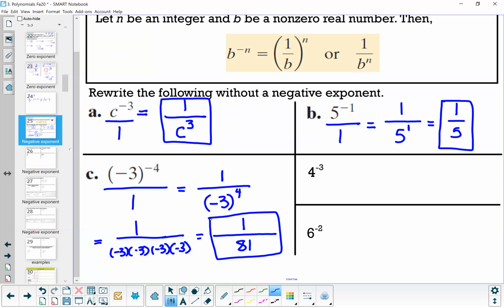All right, let's try 4 to the -3rd. Remember, that means 4 to the -3rd over 1 in fraction form. We want to take it across the fraction bar. So 4 to the -3rd goes into the denominator, 4 to the +3rd, and we assume a 1 in the numerator. Okay, if we wanted to multiply that out, we could. That means 1 over 4 times 4 times 4. Or in other words, we have 4, 16, 64. So 1/64.